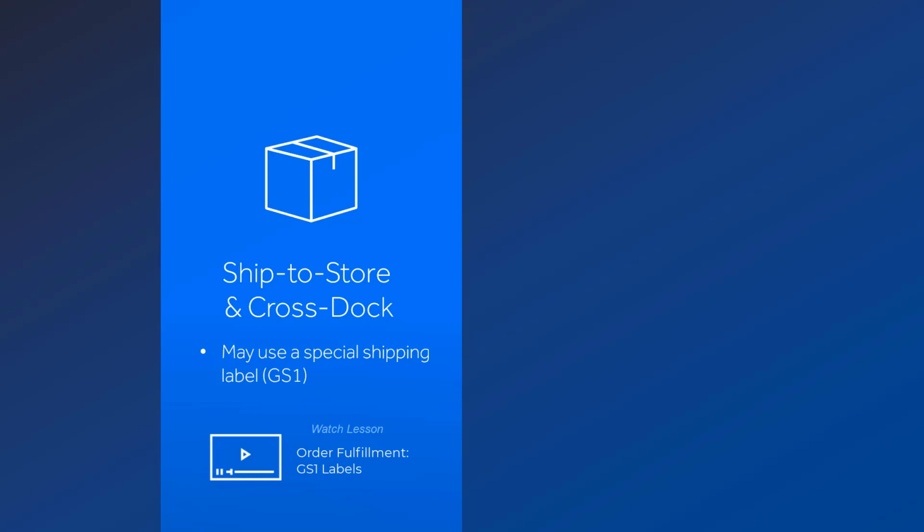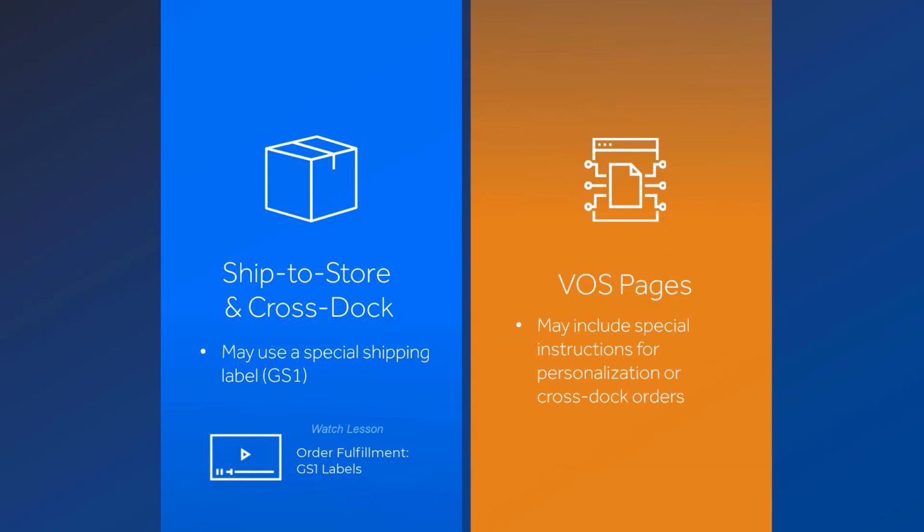The lesson coming up in this course provides a walkthrough of how to process orders that are shipping with the GS1 label. Lowe's may include special instructions for personalization or instructions for cross-dock orders using a vendor order supplement page, or VOS page. If applicable, VOS pages are included with the packing slip download.